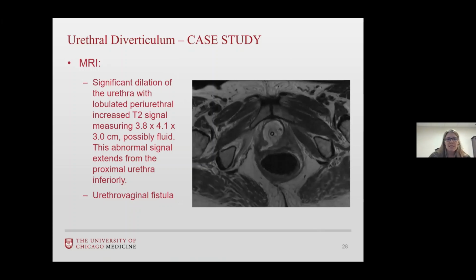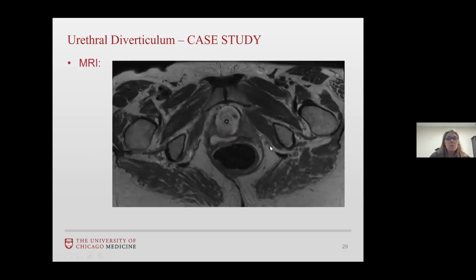This was her MRI. You can see significant dilation of her urethra with this lobulated periurethral mass and increased T2 signal that was about 4 centimeters. It was possibly fluid. The abnormal signal extended from the proximal urethra inferiorly, and you can see this urethrovaginal fistula right here. And then here's our fistula again.